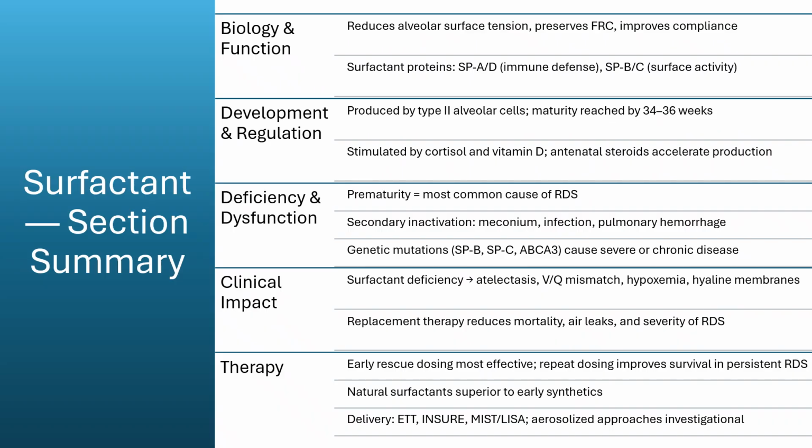Clinically, deficiency produces atelectasis, ventilation-perfusion mismatch, hypoxemia, and hyaline membranes. Replacement therapy reduces mortality, air leaks, and respiratory distress severity. Early rescue dosing is most effective, repeat dosing benefits persistent cases, and natural surfactants outperform early synthetics. Delivery methods now emphasize limited invasiveness, with endotracheal instillation, INSURE and MIST or LISA as standard approaches, while aerosolization remains investigational.